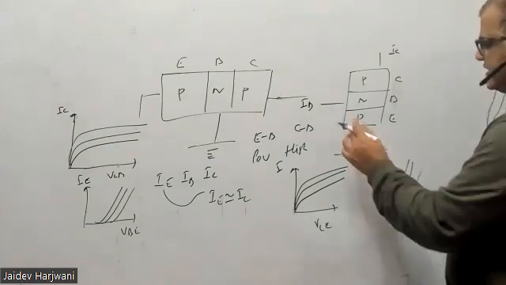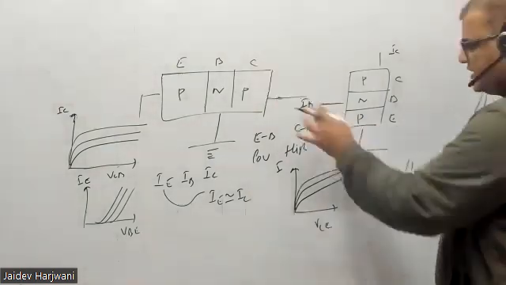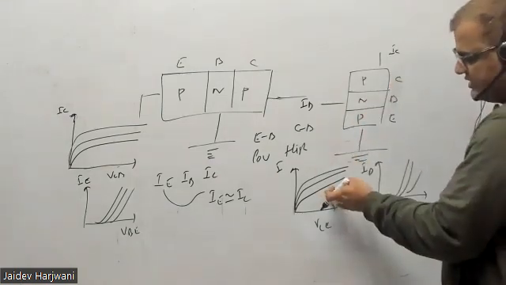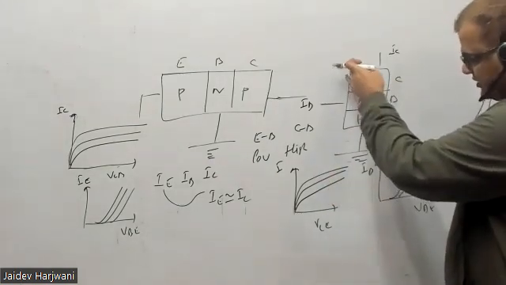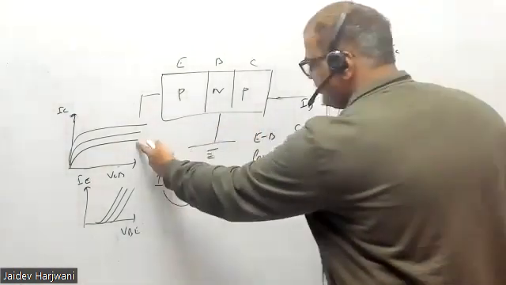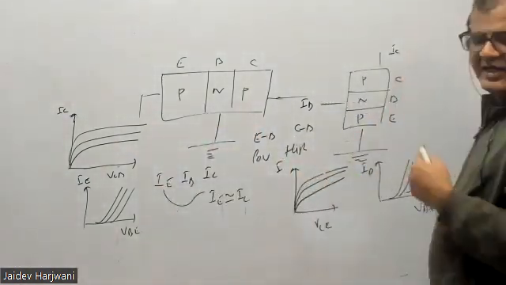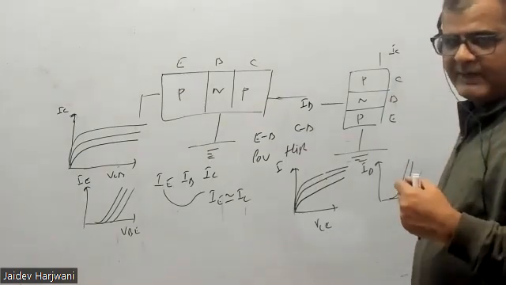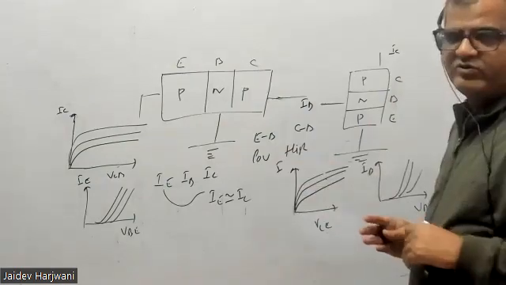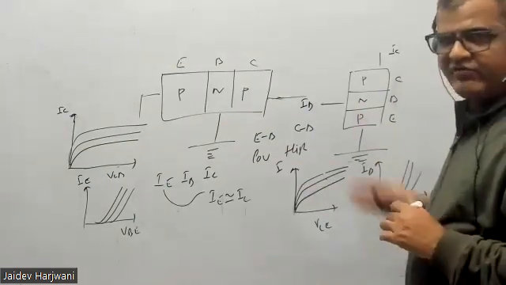So input resistance, the input EB junction always has less resistance, while the CB junction has a very high resistance. So in common emitter configuration, the resistance ratio is lower compared to this one, but the current gain is very high. So overall amplification is very high in the common emitter configuration. That's why we always prefer common emitter configuration.